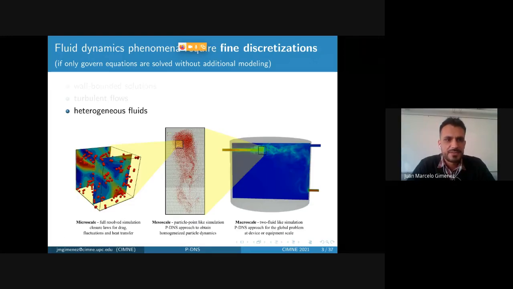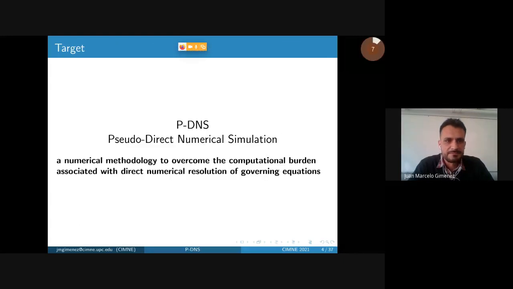Another problem is the treatment of heterogeneous fluids or multiphase flows, for example, where we want to solve some problem at macro scale, in the right side of this picture, where we want to compute some quantities at device or equipment scale. But if you don't include any modeling, we have to solve the movement of each of the components of the dispersed phase, for example, particles or some features of the material that live in the microscale. So we need also very fine meshes.